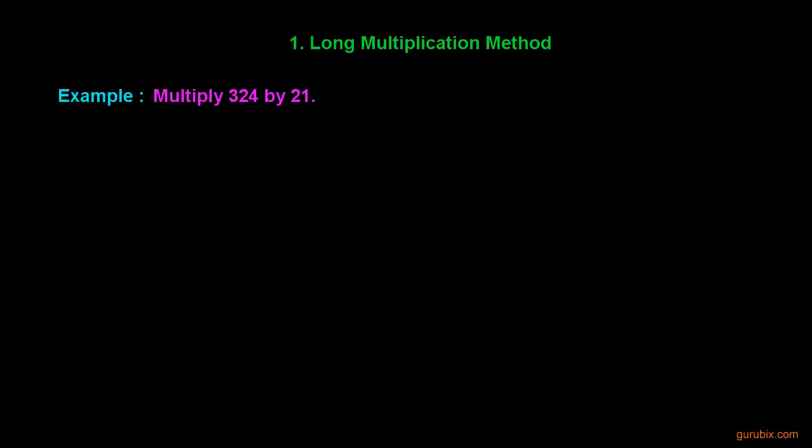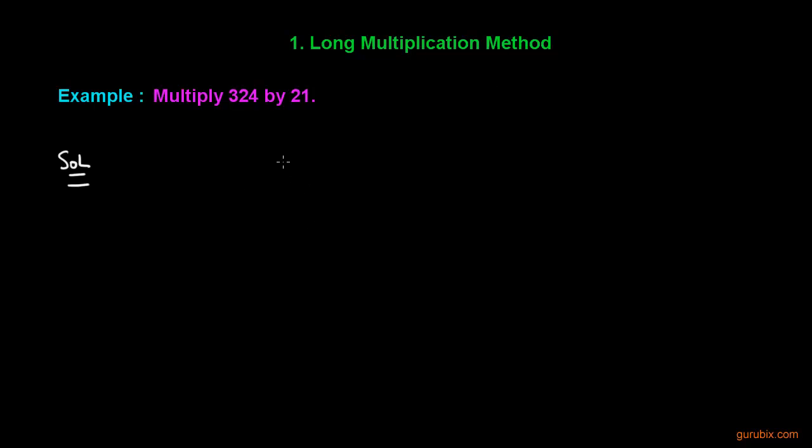So let us start with long multiplication method, and we shall learn this method by an example, and the example is as follows: multiply 324 by 21. So let us see how to multiply these two numbers by using long multiplication method.